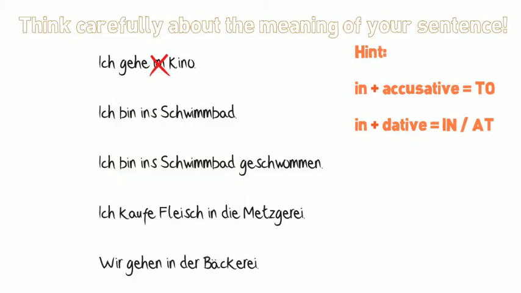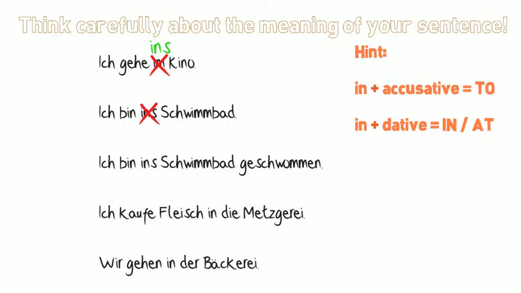In the first sentence as it's written, we're saying, I'm going at the movie theater, because Kino has been used in the dative case. But that doesn't match the concept of going, so we need to change im to the accusative case option, ins, which now means to.